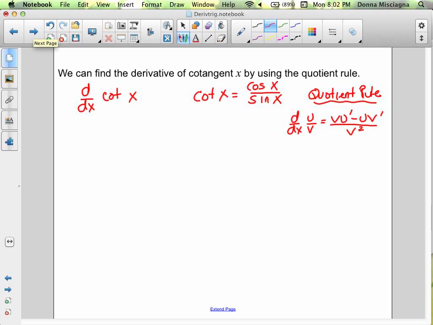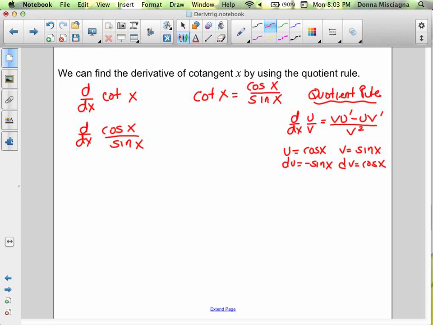All right, so the derivative of cotangent x would be the same as the derivative of cosine x divided by sine x. Now we can use the quotient rule. So let's write our derivatives here. The numerator is cosine x. The derivative of cosine x is negative sine x. The denominator is sine x. The derivative of sine x is cosine x.